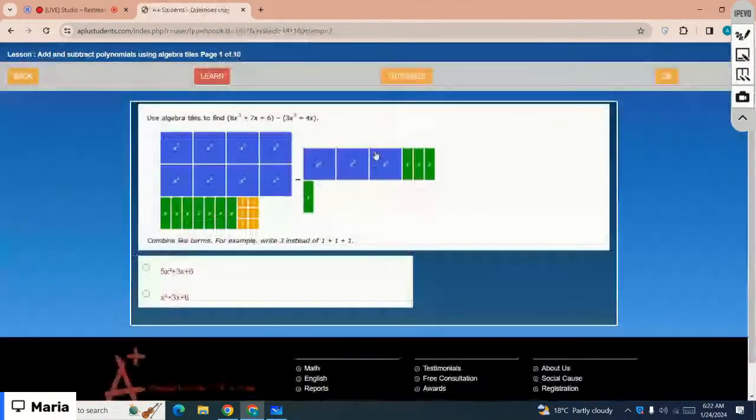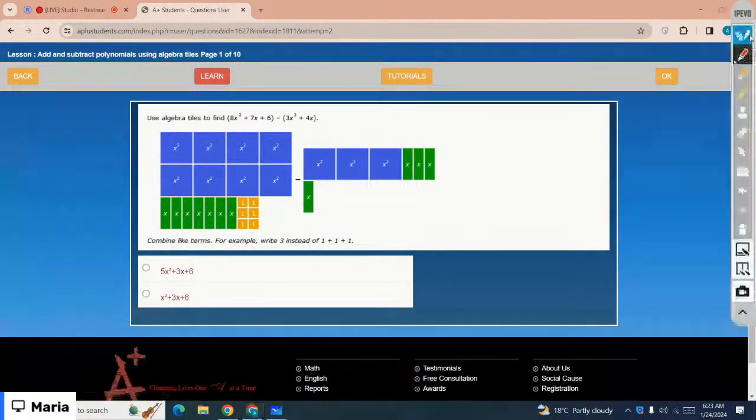Use the algebra tiles to find 8x square plus 7x plus 6 minus 3x square plus 4x. So you have to subtract these two polynomials, right? The first one is 8x square plus 7x plus 6, and the second one is 3x square plus 4x. So you have to pair up the matching tiles. You have 8x square and 3x square. So these three tiles can cancel out three tiles from here. So you're left with 1, 2, 3, 4, 5 x square.